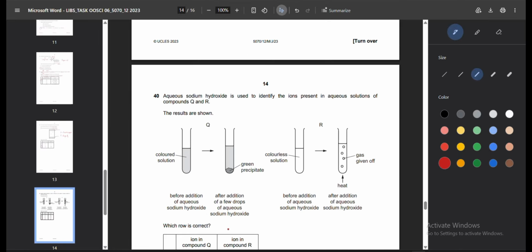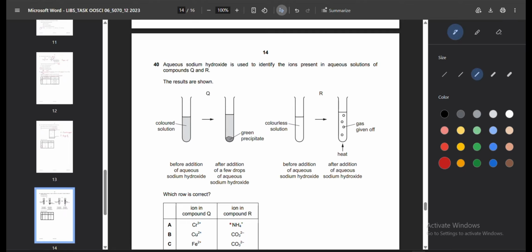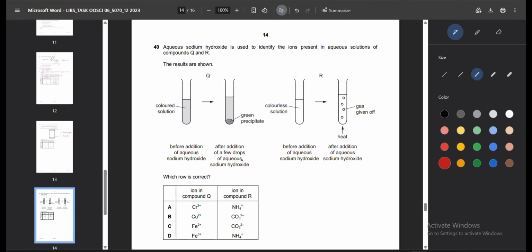Question number 40. Question number 40 is that aqueous sodium hydroxide is used to identify the ions present in aqueous solutions of compounds Q and R. The results are shown below. It's a colored solution. Then, before addition of aqueous sodium hydroxide, after addition of a few drops of sodium hydroxide, what happens is that green precipitates are formed. All right, so let's check out what options are given to us.